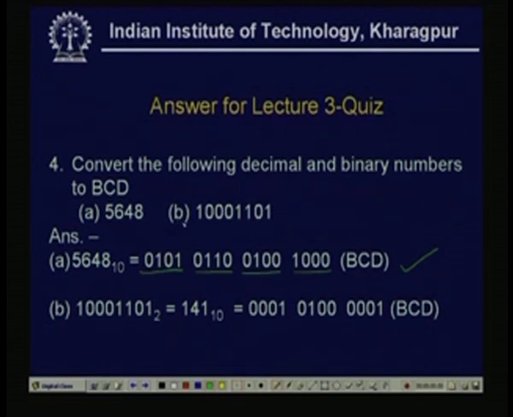Now part B: a binary number is already given. This is 100001101 in binary. What is the decimal equivalent of this? The place values are 1, 2, 4, 8, 16, then 0 into 16, 0 into 32, 0 into 64, and 1 into 128. That means the value is 141 in decimal. Once it is converted into decimal, in the same way each digit is replaced by 4 binary digits. That means 1 is 0001, 4 is 0100, and 1 is again 0001. So this is my binary coded decimal value.